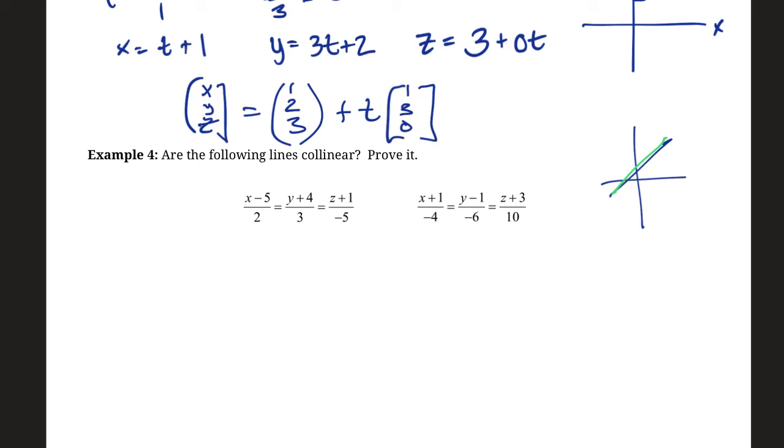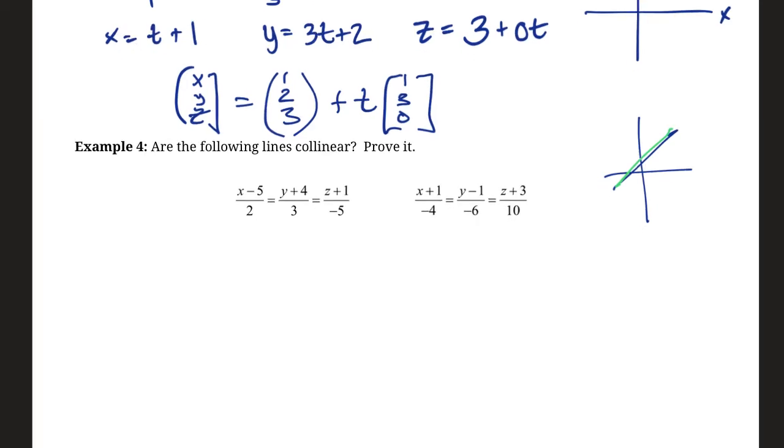There's actually a whole bunch of different ways you can do this question. I'm going to just show you one way, which I think is a little bit interesting. For example, you can find the direction vectors and see if they are multiples of each other, and then check the points. There's lots of different ways. I think this way is interesting.